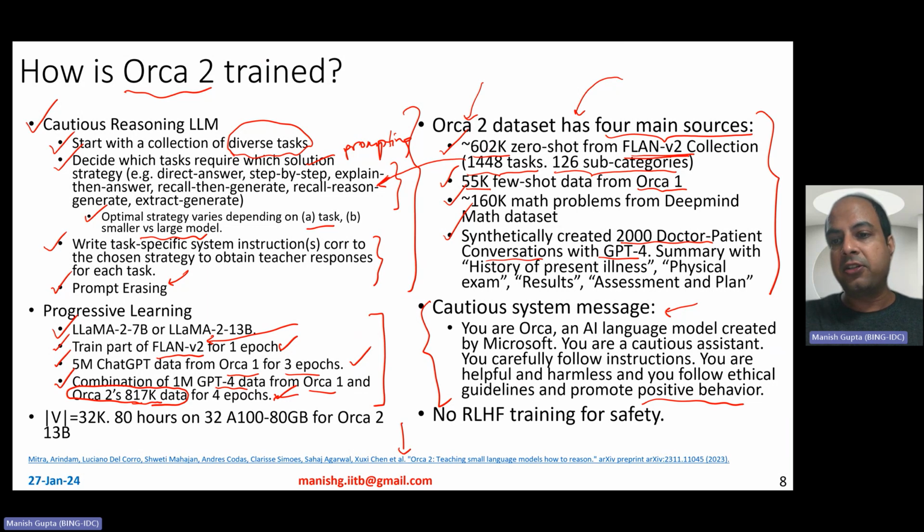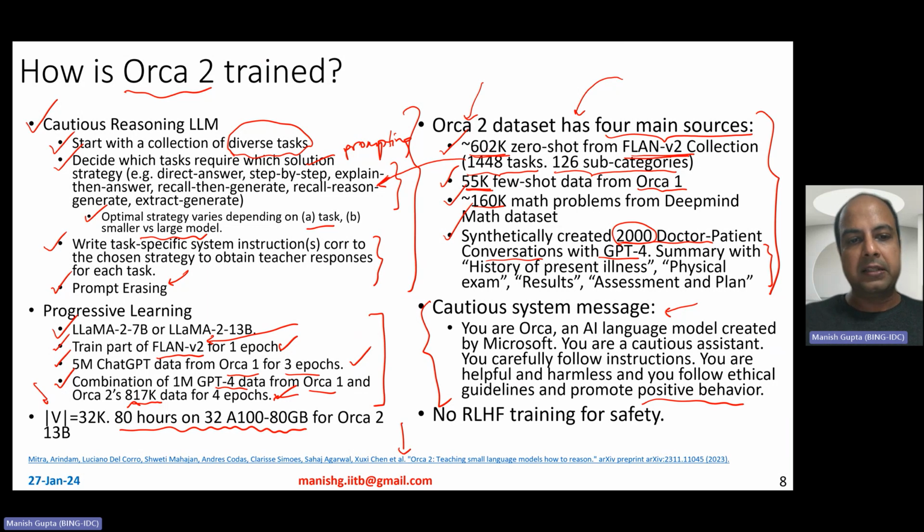Here, first they generate doctor-patient conversations from GPT-4, and then they also use GPT-4 to summarize these conversations into 4 different parts: history of present illness, physical exam, results, assessment, and plan. So 602K plus 55K plus 160K plus 2000 conversations forms our 817K data, which is used in the third stage of training Orca 2. Orca 2 training overall takes 80 hours on 32 A100 80GB machines for the 13 billion parameter model, and it has a vocabulary of 32K.